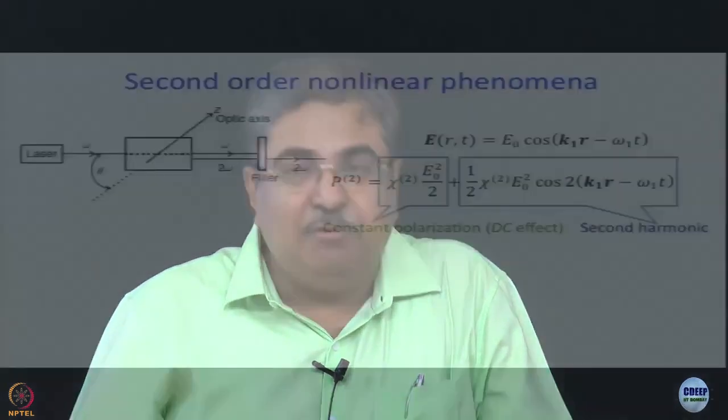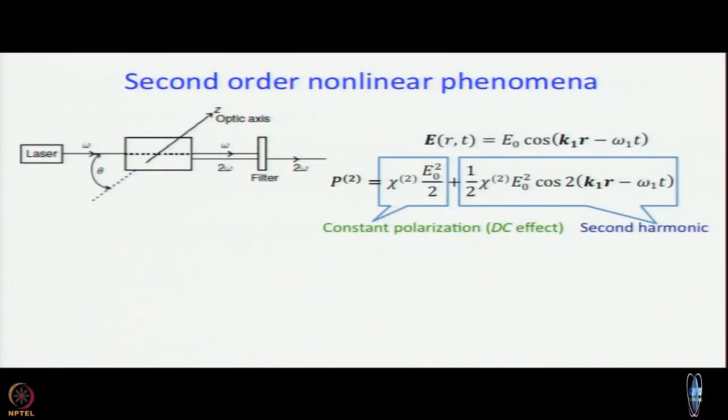Okay, this is where we stopped in the last module. We are talking about second order nonlinear phenomena, and we have arrived at an expression for the second order polarization. And we see that it consists of two terms. One is a constant polarization, which is called DC effect, and the second one is the term that is responsible for second harmonic generation. The reason why we say this is the term responsible for second harmonic generation is that it is associated with an angular frequency 2 omega 1, which is double the frequency of what we had started with.